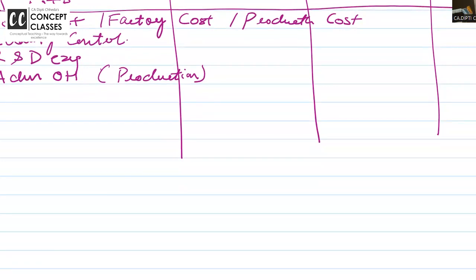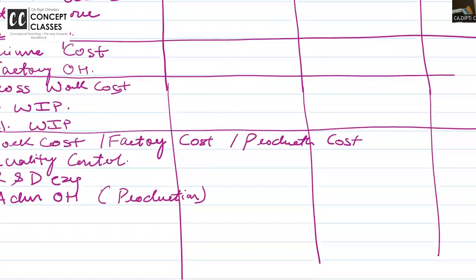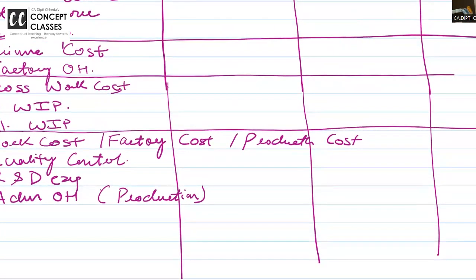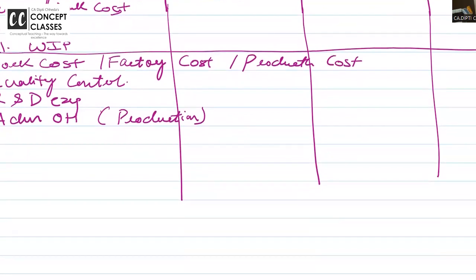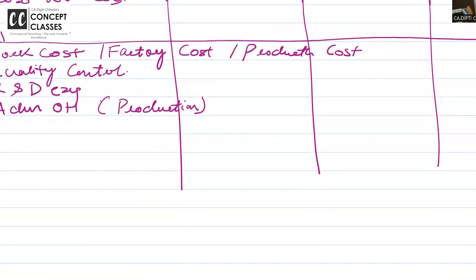So what is the emphasis and new for you? I'm making you write. Are you writing with me? Is my speed fine? Material, labor, direct expenses is your prime cost. Add factory overhead, gross works cost. Add opening and closing work in progress. And now quality control, R&D, admin, production.